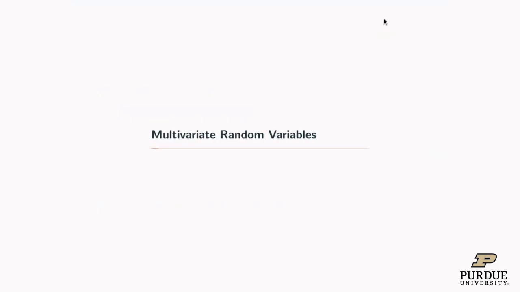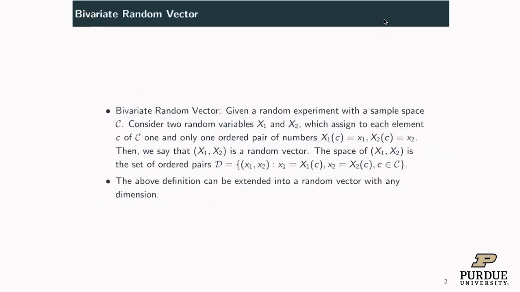First, what is the definition of multivariate random variables? So we know the definition for the univariate. If X is a univariate, this essentially is a mapping from the sample space to the real line. Now we can extend this definition to a bivariate random vector.